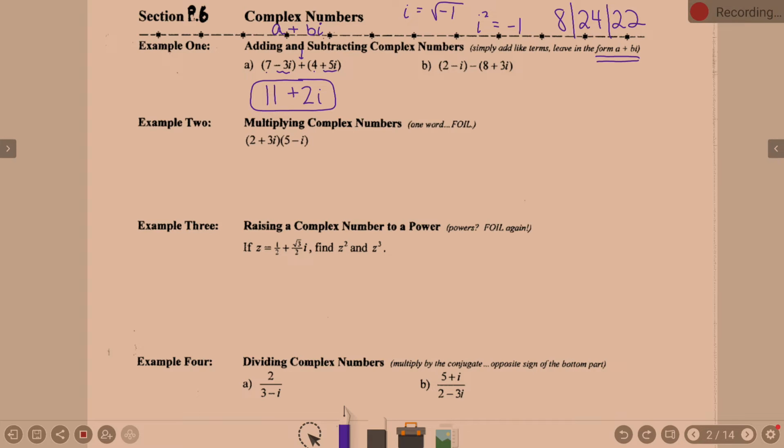Okay, the key to point out here, first of all, is that this time it is subtraction. So when we go to do our like terms, one part we're doing is 2 minus 8, and 2 minus 8 is -6. The next part we're doing is -i minus 3i. So -1 minus 3 is -4, and so that is -4i.